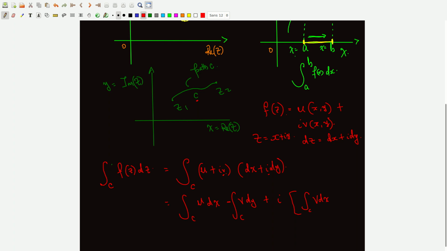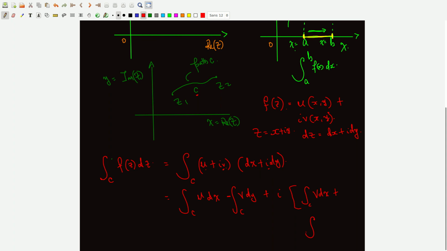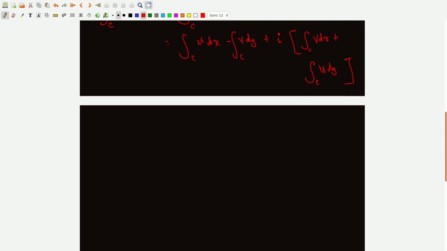We have this and this give us that, then I should have this and this, u plus the other one, the integral over C of u dy, and these are the ones which are the imaginary part here. You can get pen and paper and try to look through and make sure that I haven't made any error here.